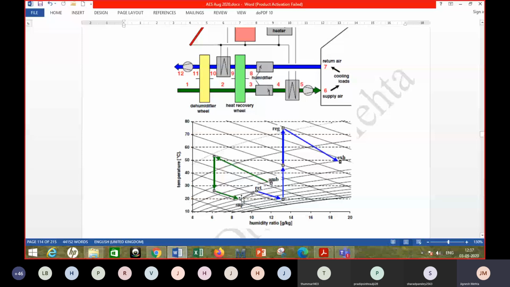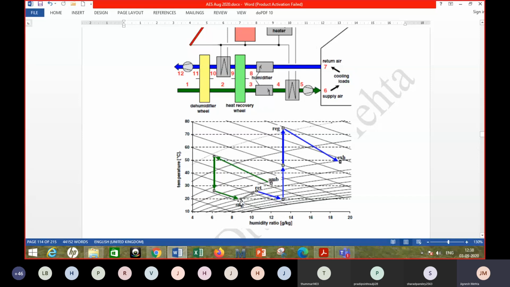So 27 to 20 degrees Celsius. Okay, so this is what is supplied into the room. So you can see that this air is very comfortable, around 20 degrees Celsius and around 9 is the humidity ratio, right? So this air, fresh air, can be supplied into the room.